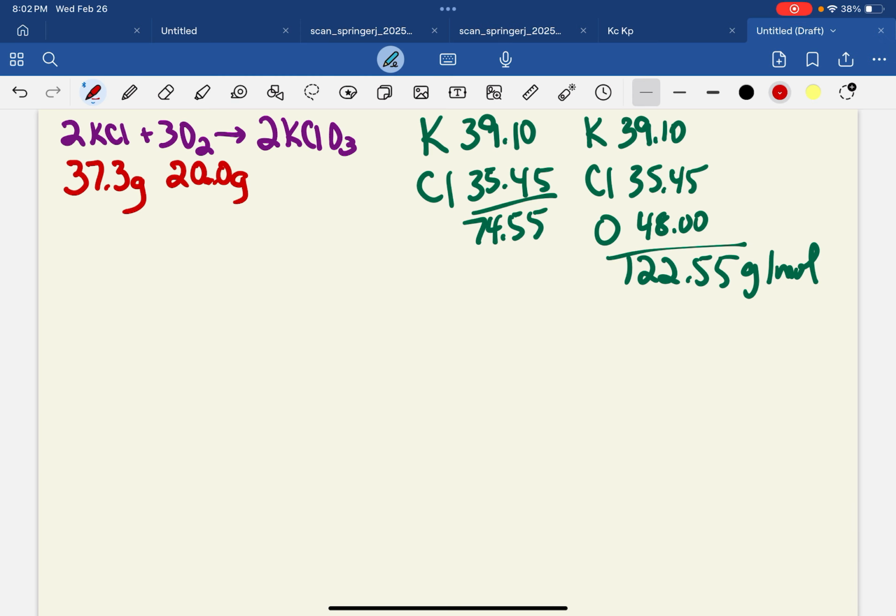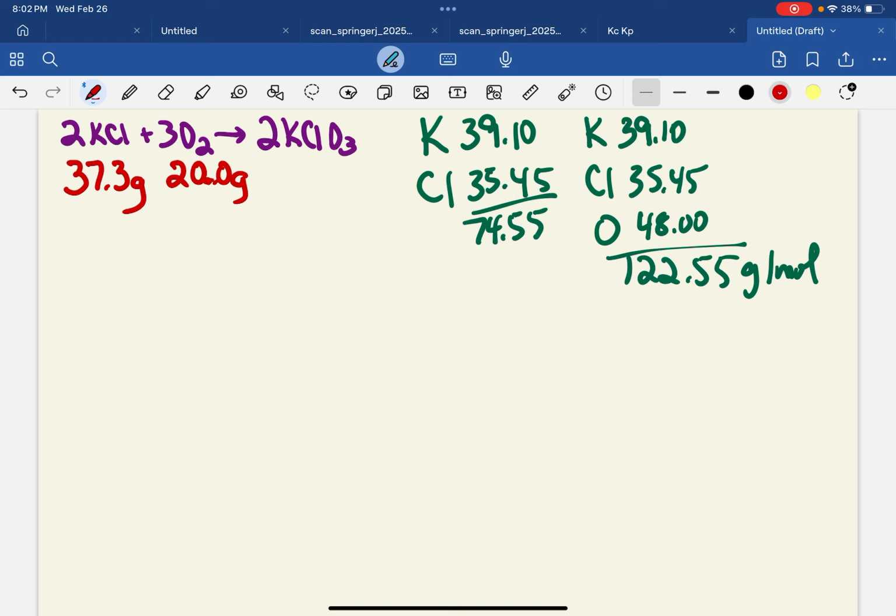So, a short video on percent yield. There was a request for that. I've got an equation here for potassium chlorate, KClO3, going to KCl plus O2. And it's the balanced equation there in the purple: 2, 2, and 3.